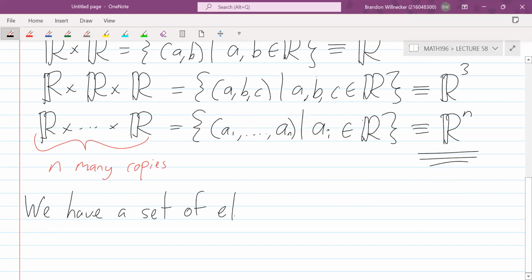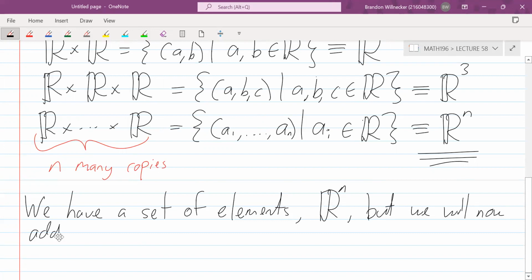Here we have a set of elements. Okay, we call it Rn in general. But we will now add two operations to the set.